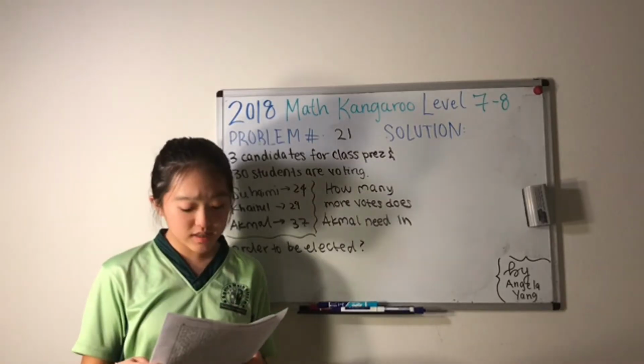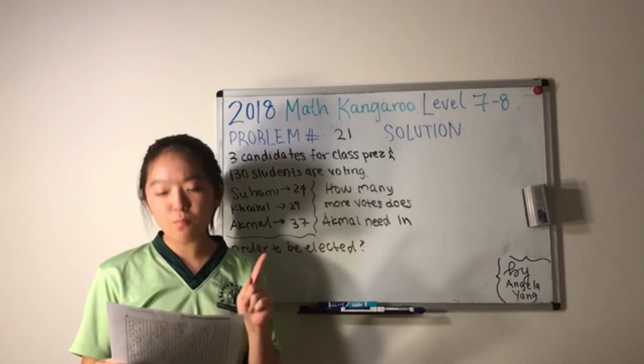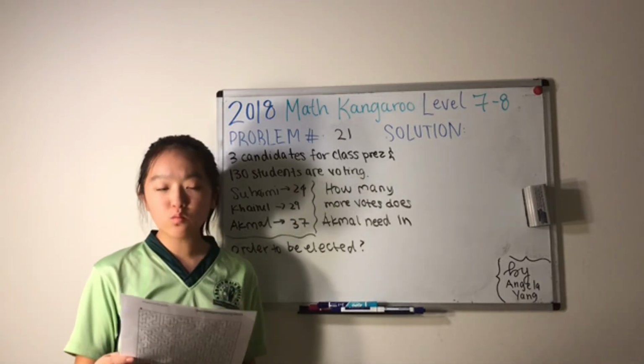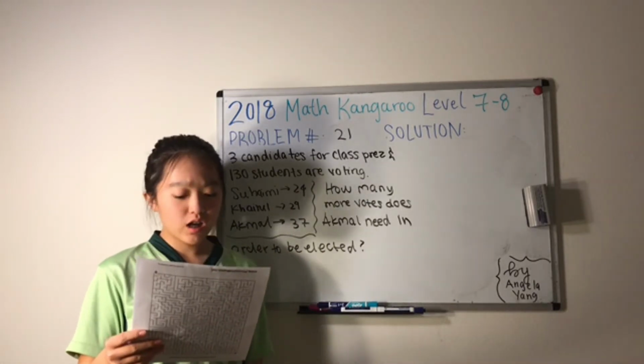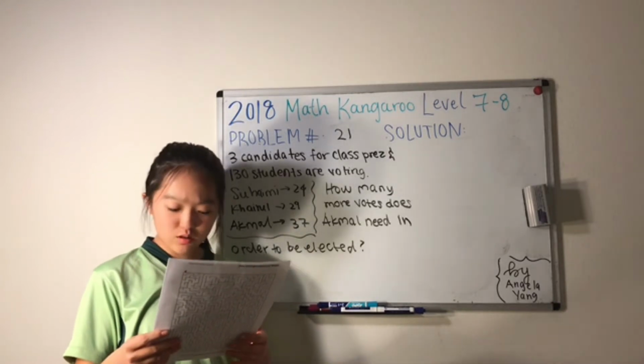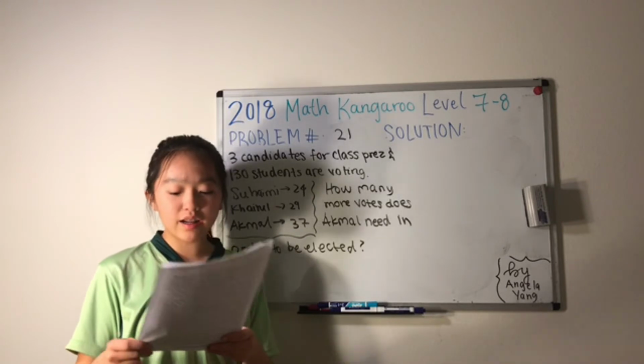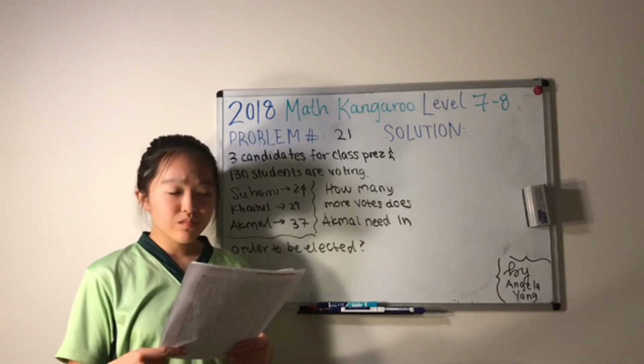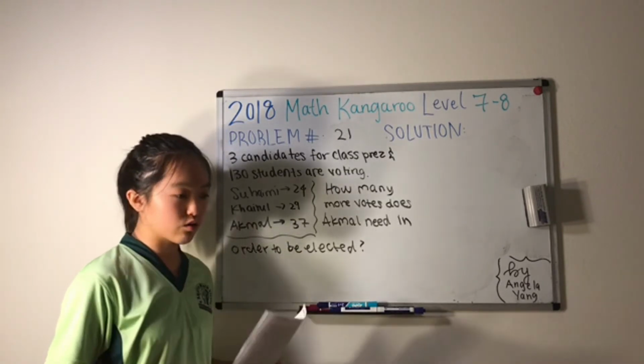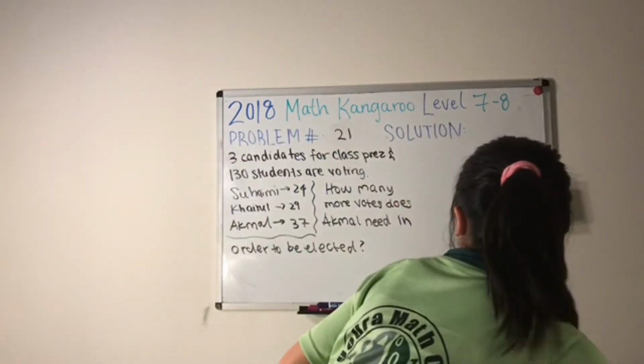Problem number 21 states, there are 3 candidates for one position as class president, and 130 students are voting. Suhaimi has 24 votes so far, while Kangaroo has 29 and Akmal has 37. How many more votes does Akmal need in order to be elected?